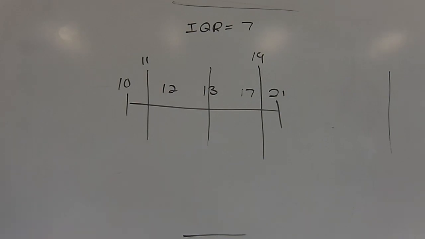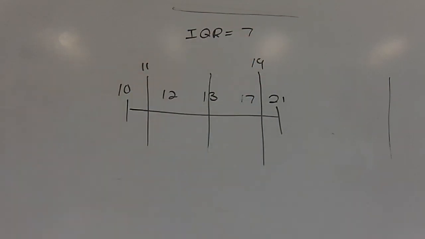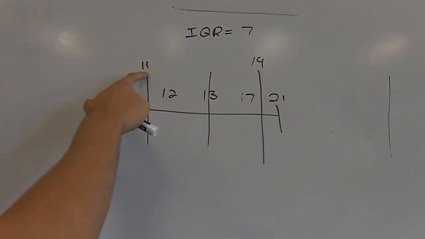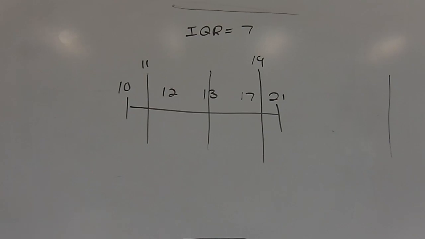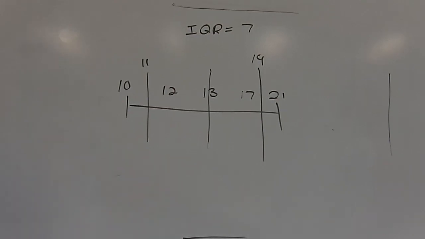And once again, if you want to take the time to do it, you multiply this by 1.5, add it to the upper quartile, subtract it from the lower, see if you have any outliers. You'll find, once again, I do not have any outliers. But that is all there is to Chapter 12, Section 2.